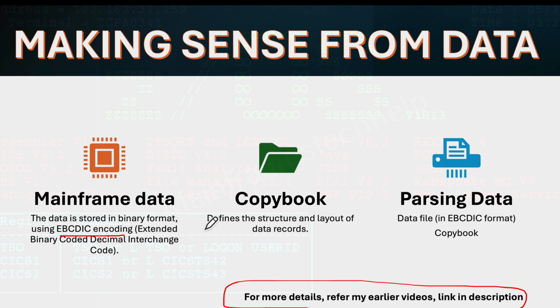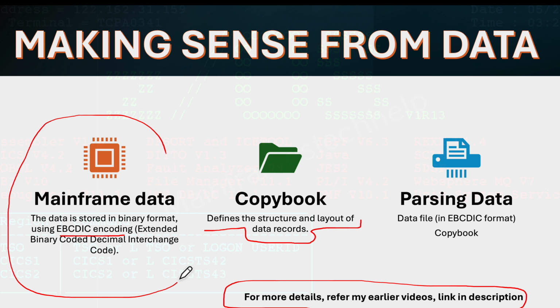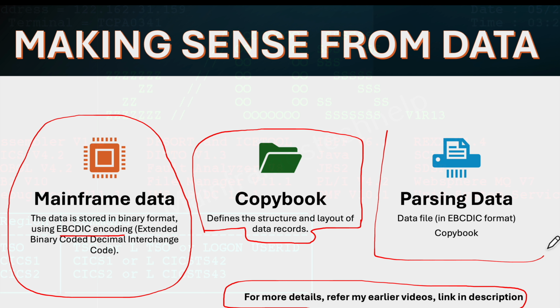Copybook is a schema. This is a file which describes the structure and layout of data records. Whatever records are there in this data, they are in binary format. And how can you read and know what exactly the records kept inside the data are? The data structure of that data is defined in the copybook. Finally, if we have to parse the data, we require both. We require the data file because it inherently contains the data. Also, we require the copybook because we have to read the schema of the data file. So parsing data needs both the files.